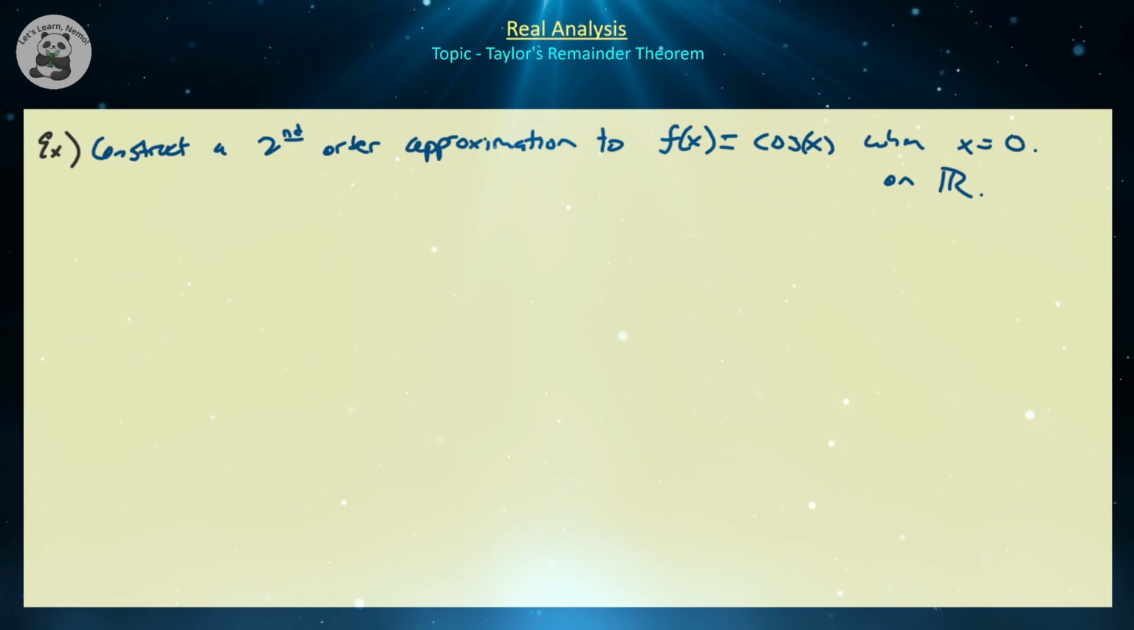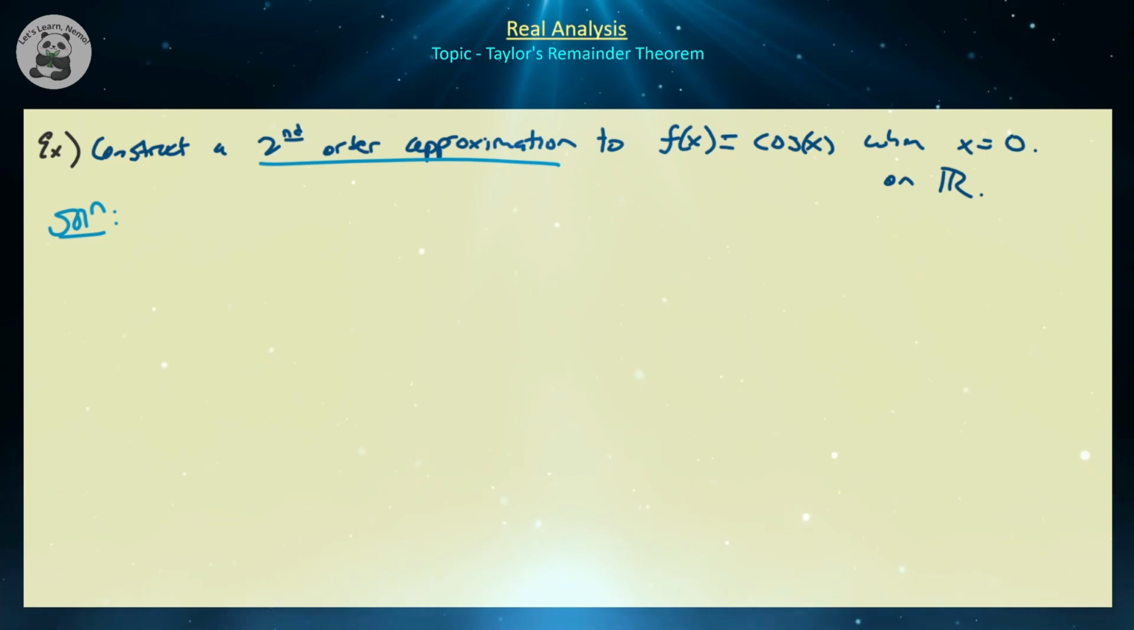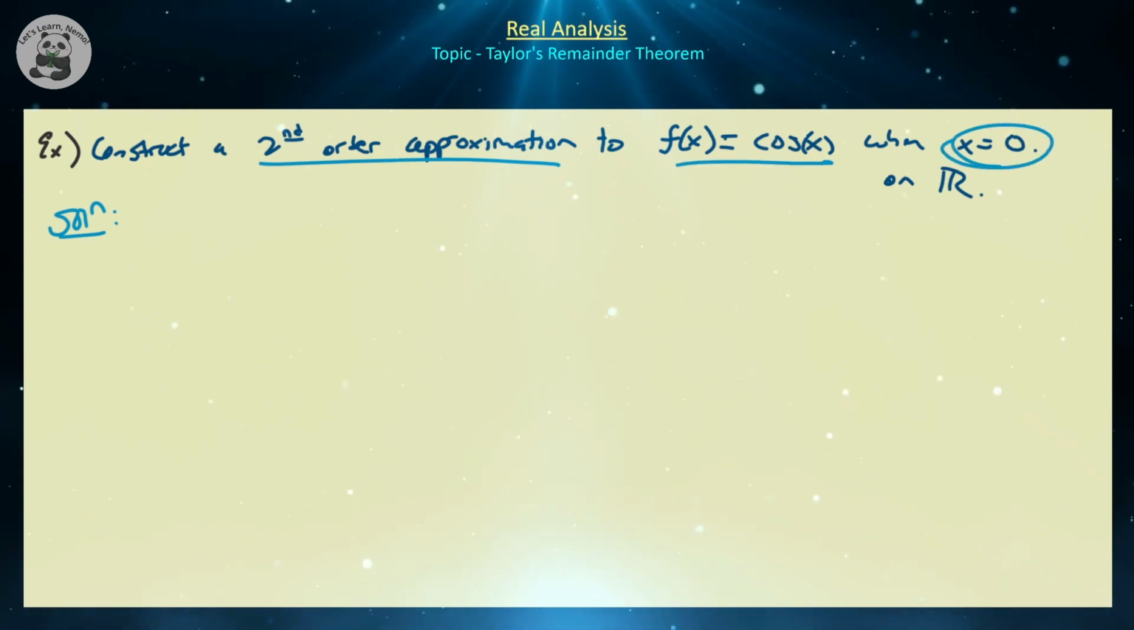So Taylor's theorem says that as long as our function is many times differentiable, we can always approximate it to some desired degree of accuracy, as long as the differentiability goes up to a certain order of existence. So let's see if we can construct a second order approximation to the function cosine of x, and we're going to be centering around the point x is equal to 0. So this is our c in Taylor's remainder theorem.